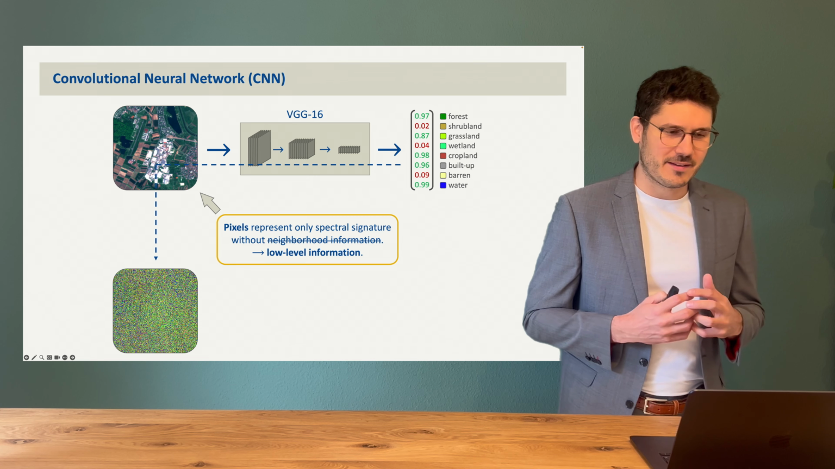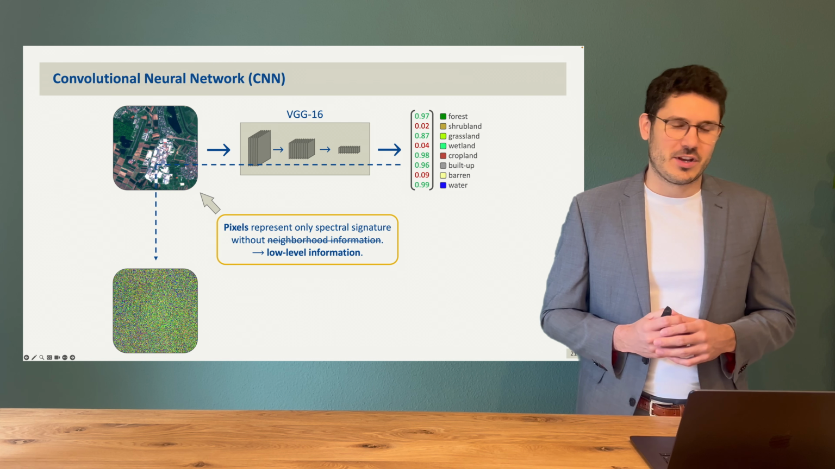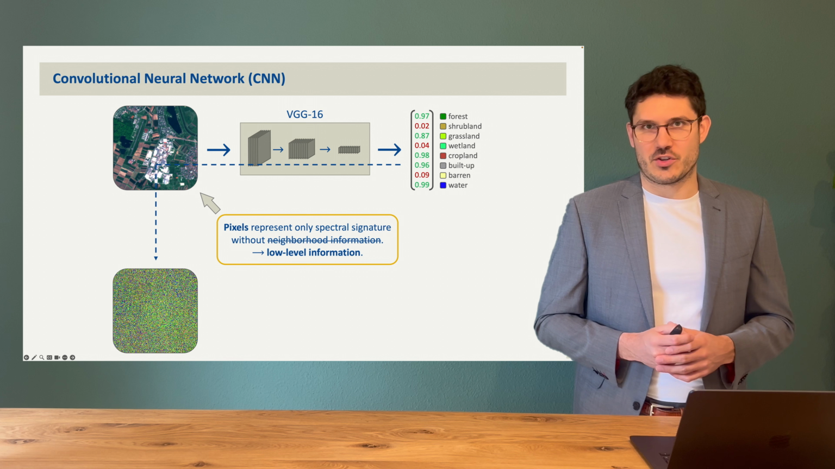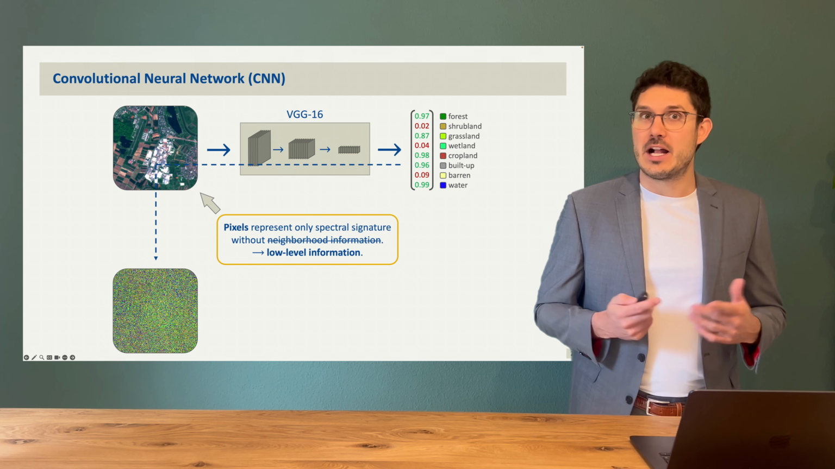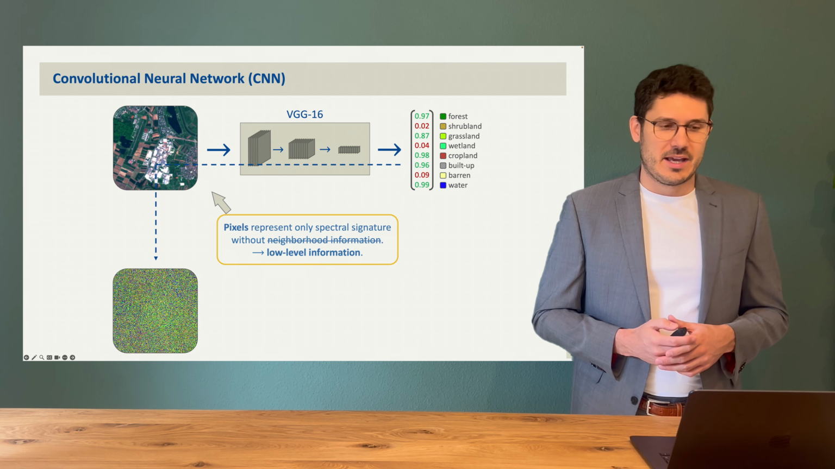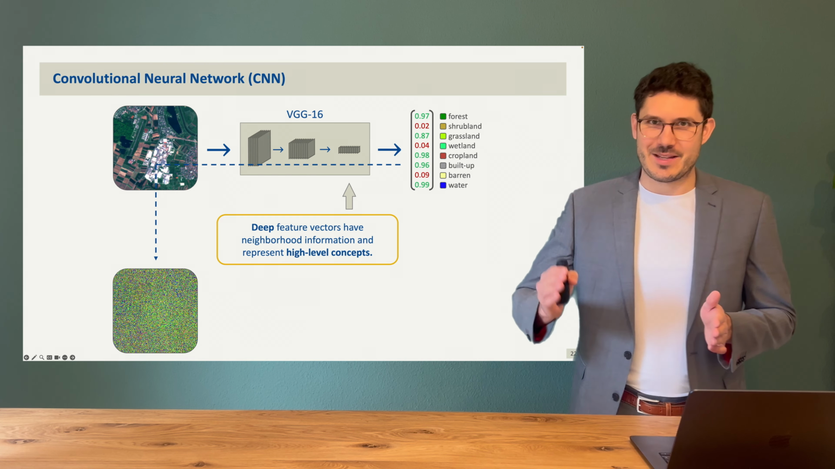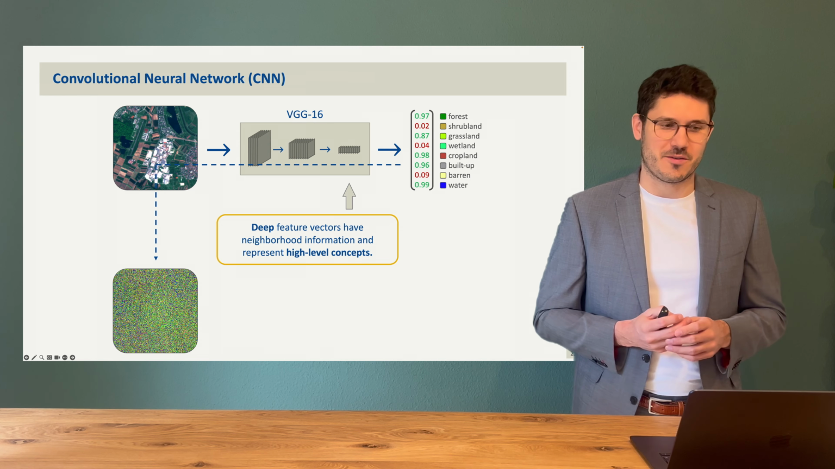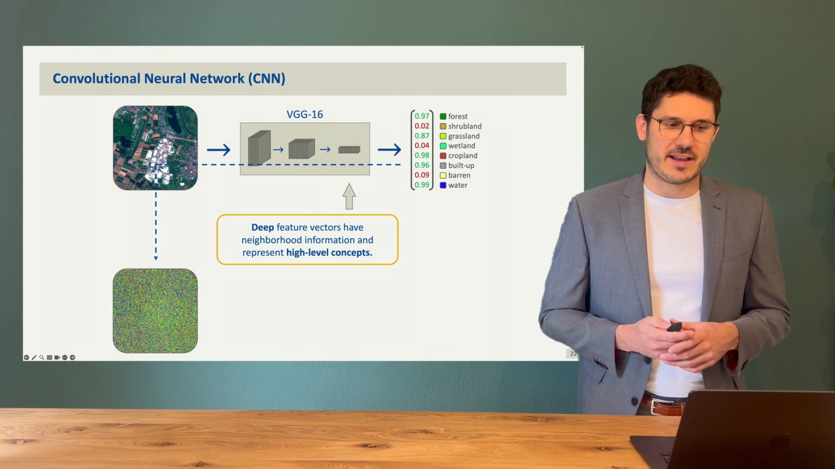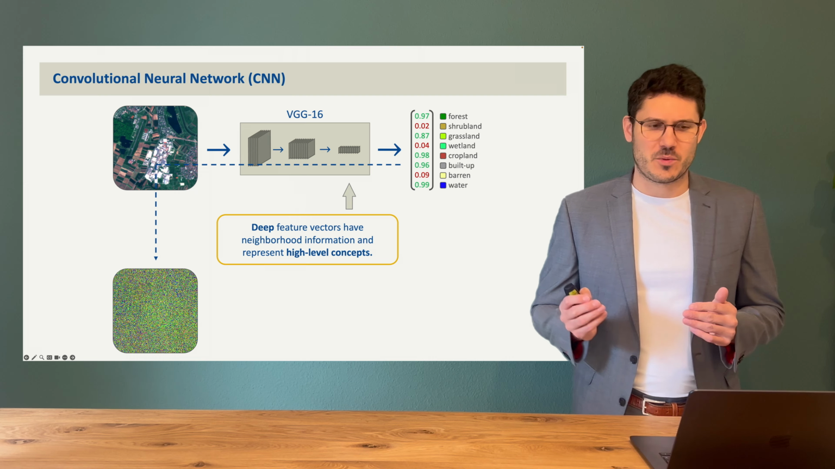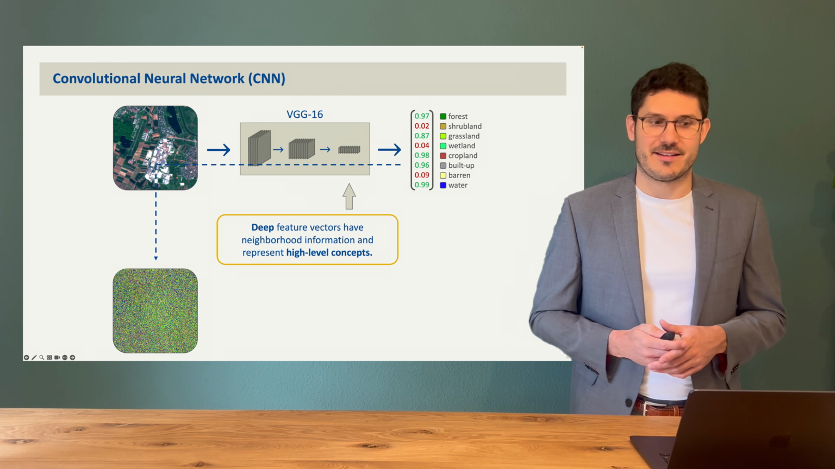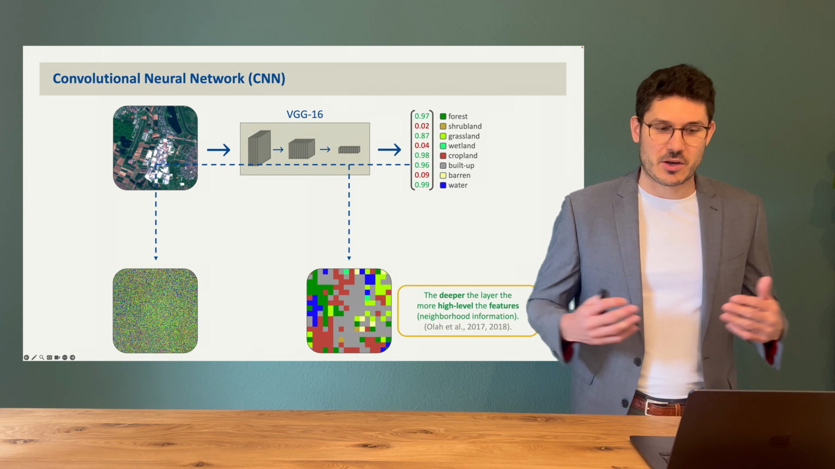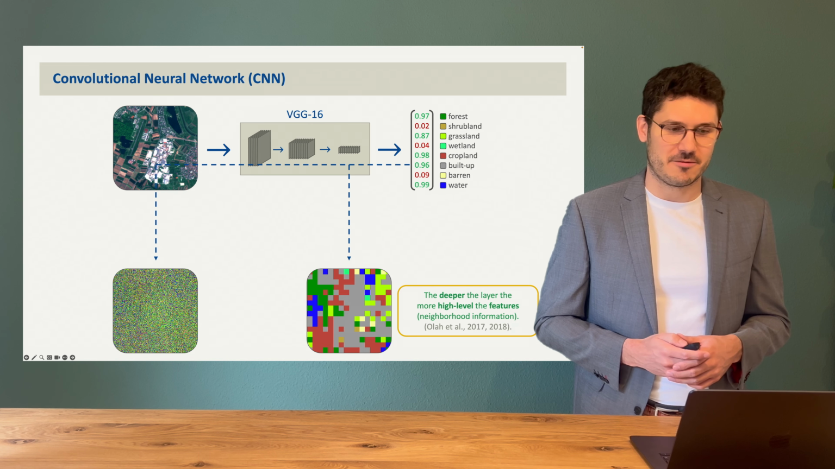But if you think of it, the pixels in the input image represent only the spectral signature without any neighborhood information. So these pixels contain only low-level information. But this differs if you go to deeper layers. Here you have deep feature vectors, and they have neighborhood information and therefore represent high-level concepts. And if we compute attribution maps at deep layers, they become much more interpretable because the features are more high-level.